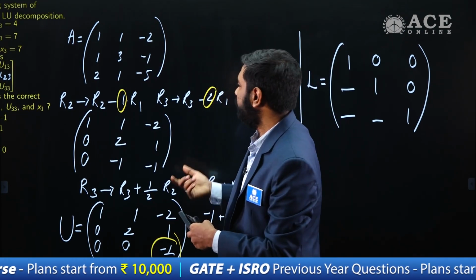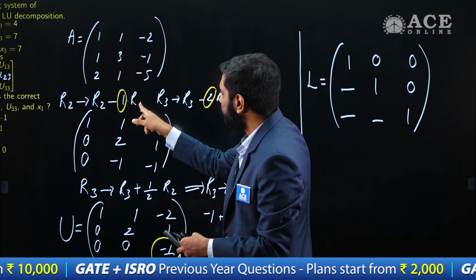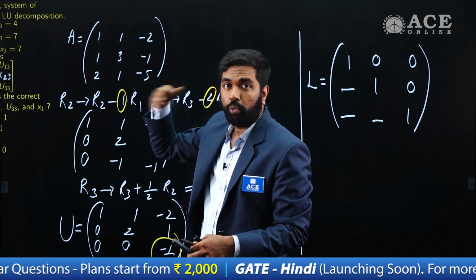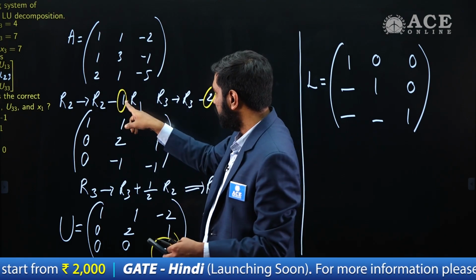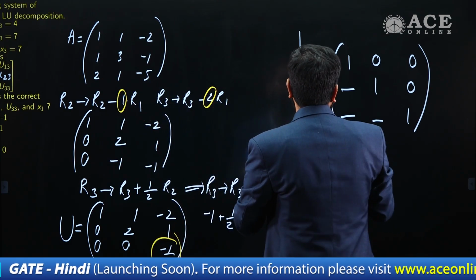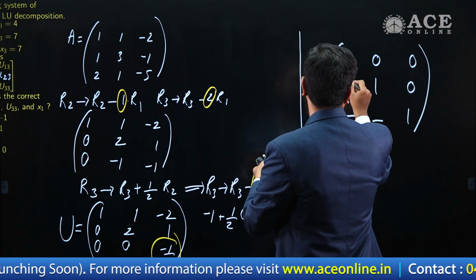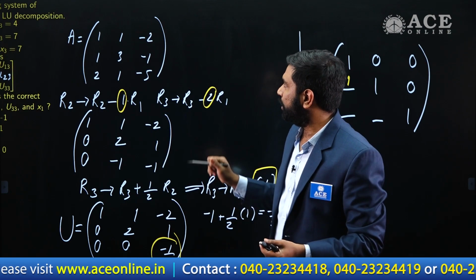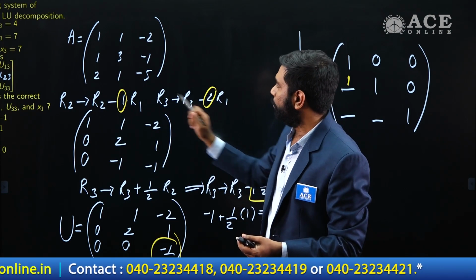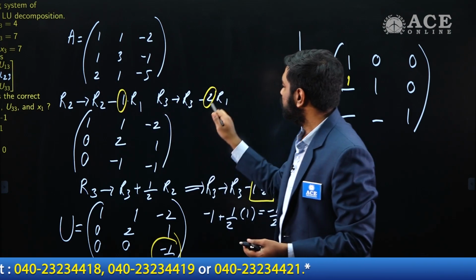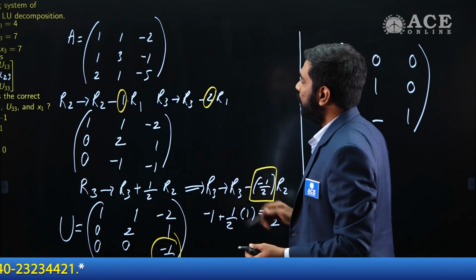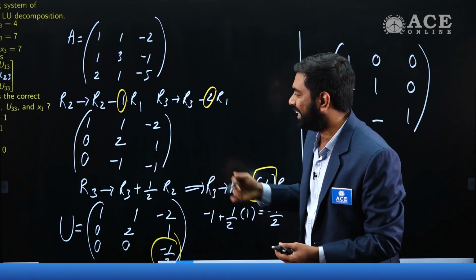Now how do you write these elements? What was that coefficient that you multiplied with R1 and then subtracted from R2 to make this 0? What was that constant or coefficient? It was 1. So that 1 actually goes here. I'll write it in a different color. This is 1. Next, what was that coefficient you multiplied to R1 to make this element 0? That is 2. That actually goes here. So we are done with the first step.